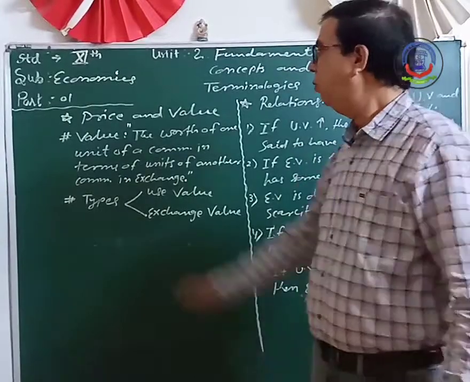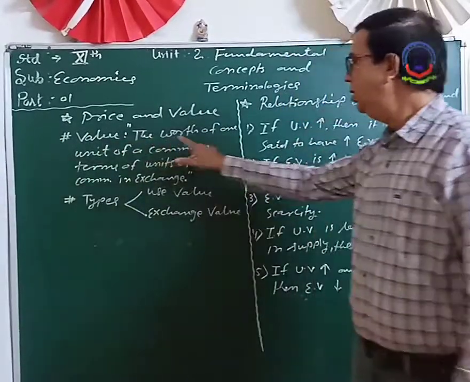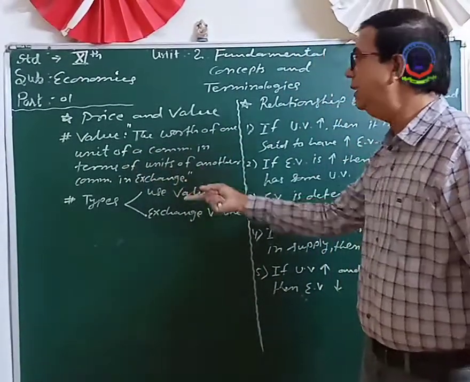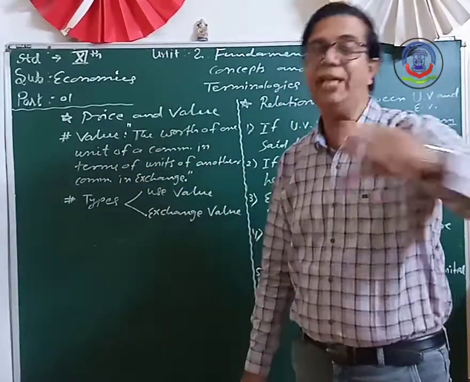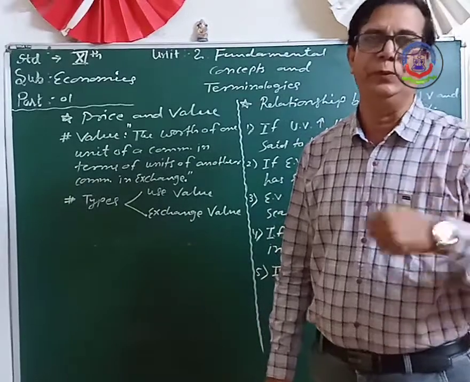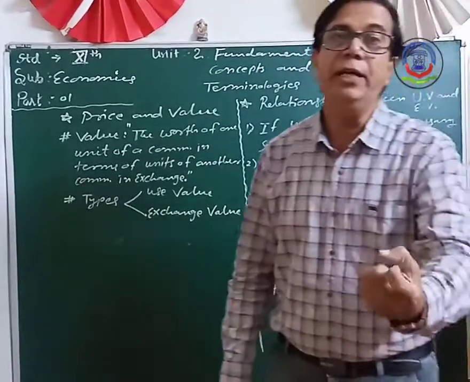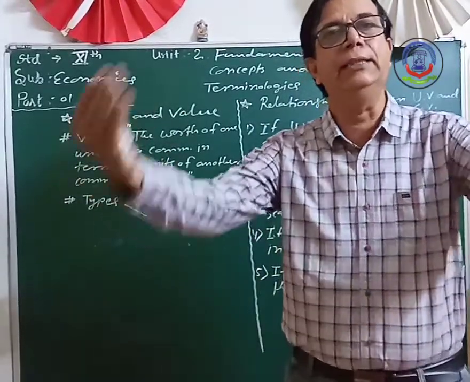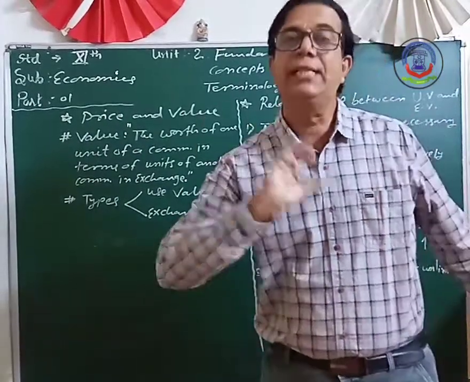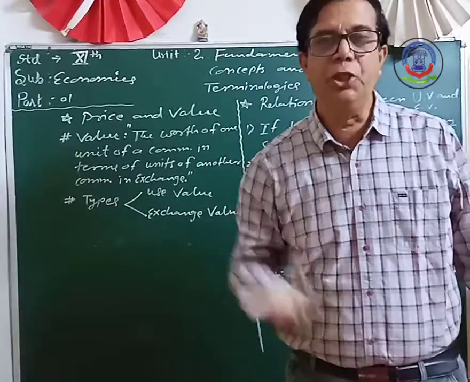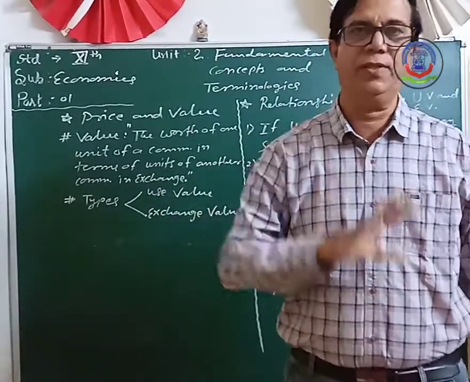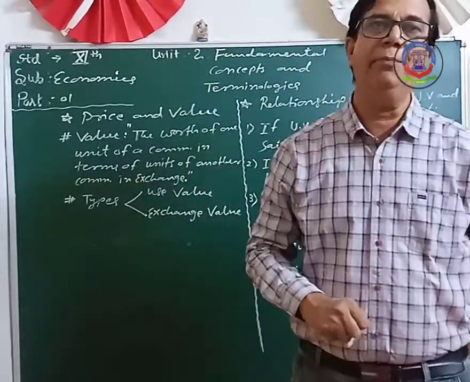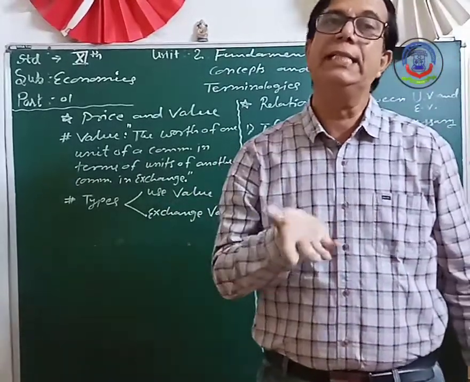Now, first of all, what is value? The worth of one unit of a commodity in terms of units of another commodity in exchange is known as value. That means how many units you are ready to give in return for getting another units. So here we exchange goods against goods, goods against services. Earlier, when there was the barter system, at that time we exchanged goods against goods.